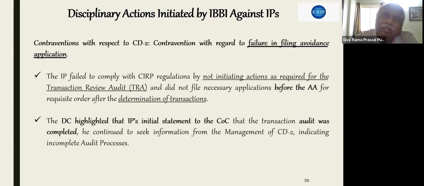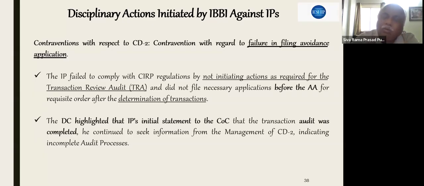What is the problem once it is clearly defined in the regulation? Why are you giving gaps? Why are you not following the total CIRP regulation? That regulation is clearly defined by the IBBI. The IP failed to comply with the CIRP regulation, not initiating the action required for the transaction review audit. That is a transaction audit. And he did not file the necessary application before the adjudicating authority.